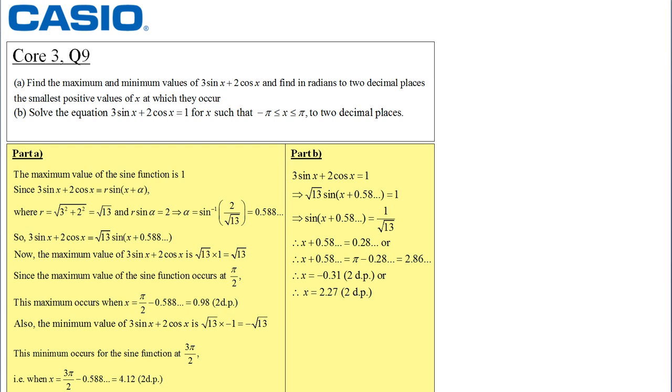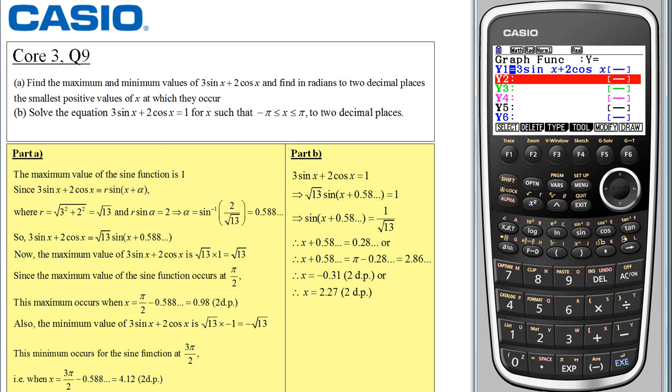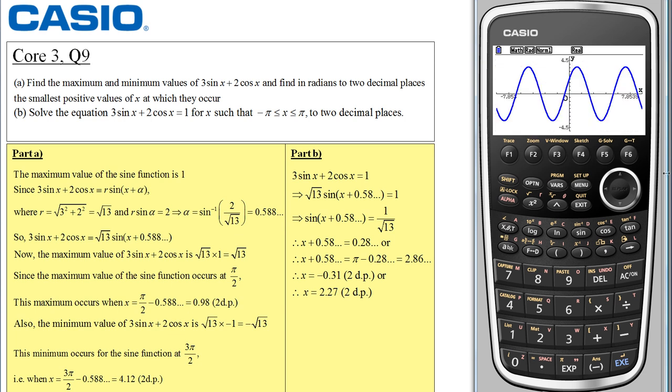Option 5 takes me to the graph function menu, and I've already keyed in the function 3 sin x plus 2 cos x. If I select F6 to draw, noting that my calculator is already in radians mode, which is what I require, and if I use Gsolve, let's look at maximum for a moment.